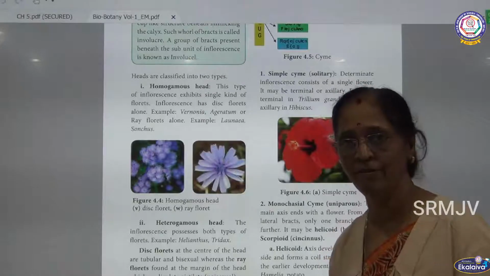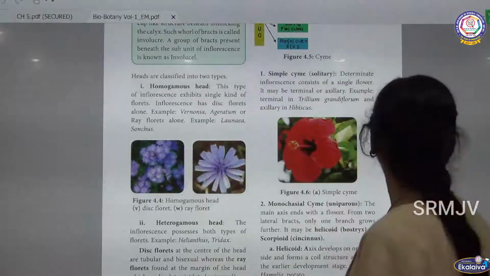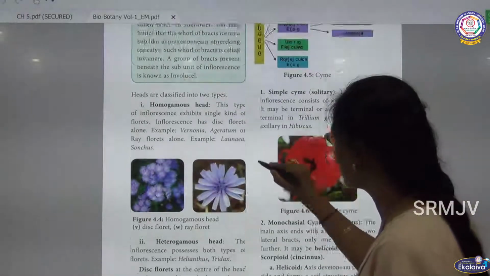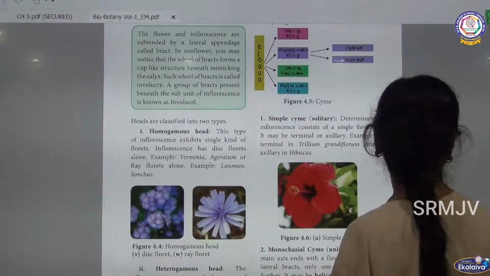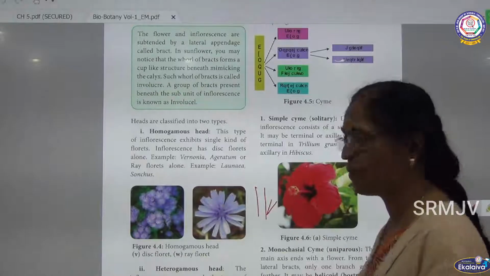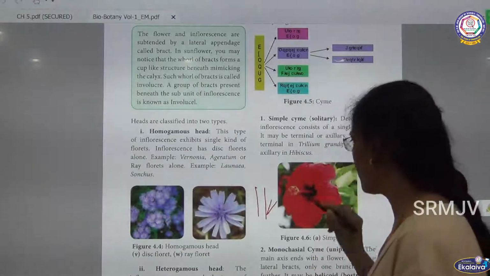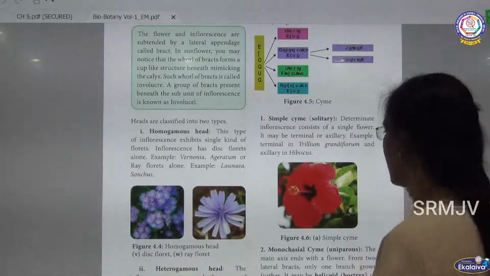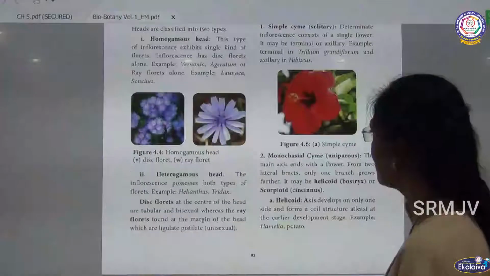You call it solitary, and this flower is borne at the axil, so you call it axillary. If the flower is at this point, you call it axillary. So in hibiscus you will find it is an axillary and simple cyme.